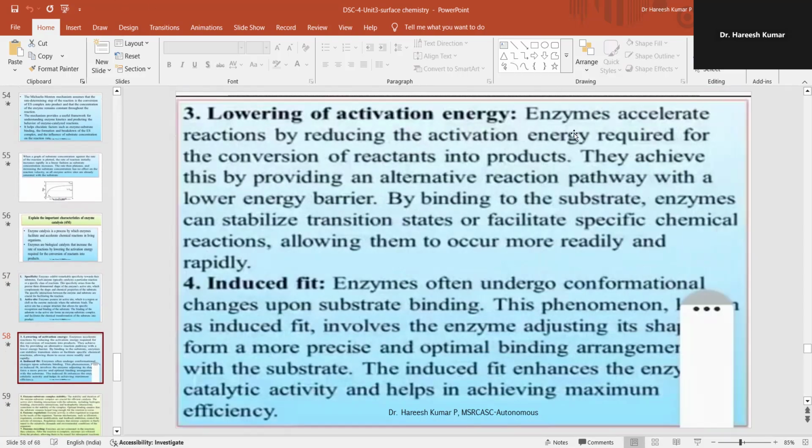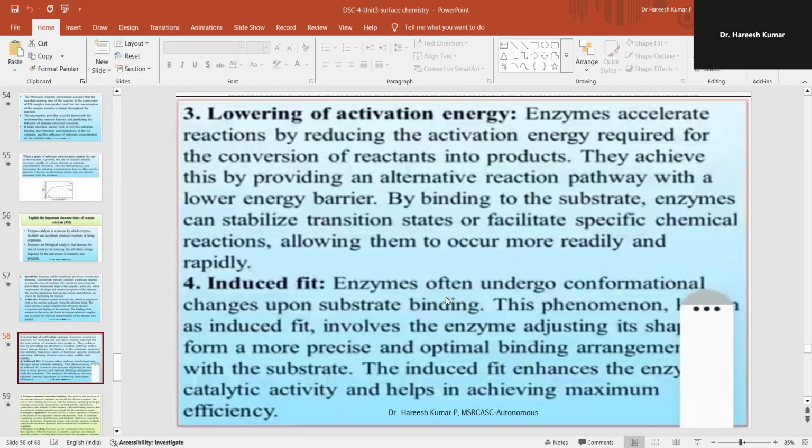Lowering the activation energy. Enzymes accelerate reactions by reducing the activation energy required for the conversion of the reactant into products. They achieve the lower energy barrier by binding to the substrate. Enzymes can stabilize the transition states or facilitate specific chemical reactions, allowing them to occur more rapidly and readily.